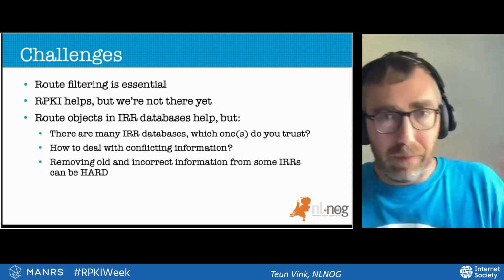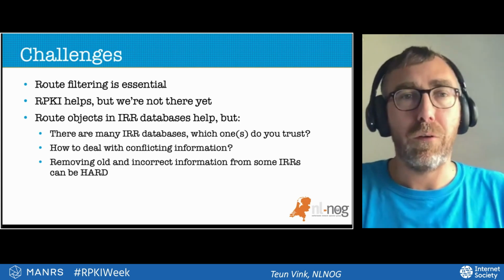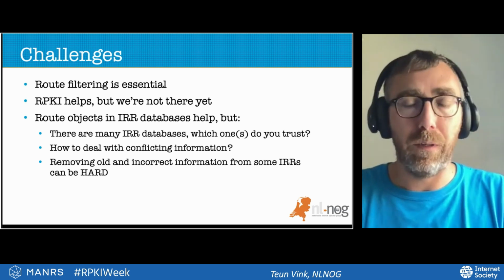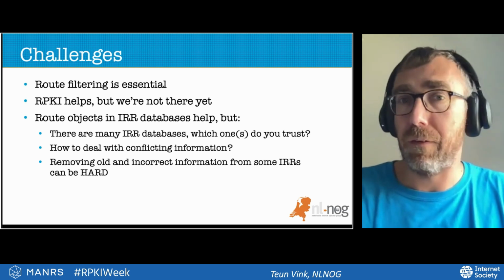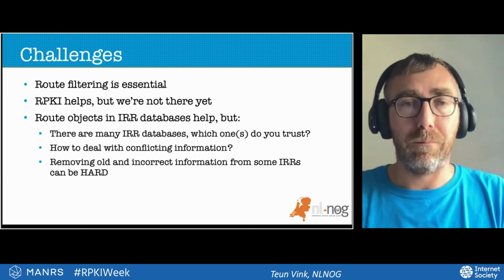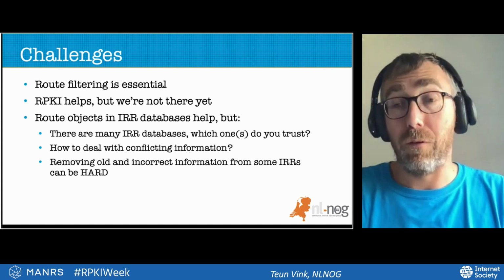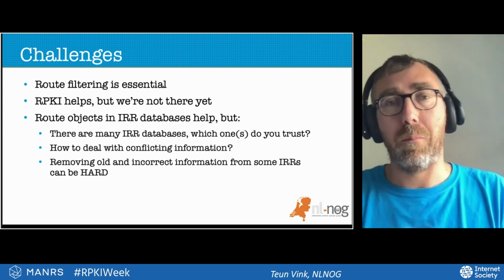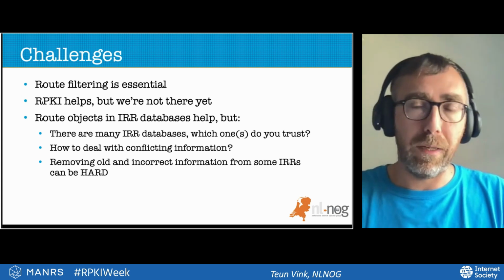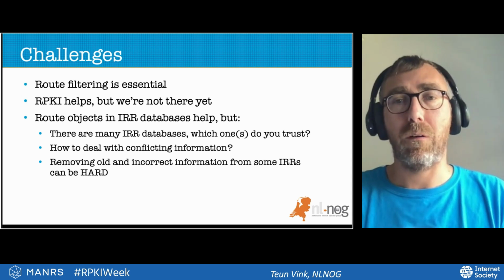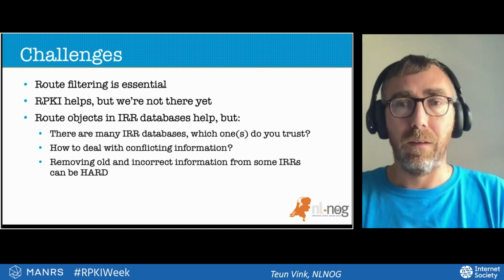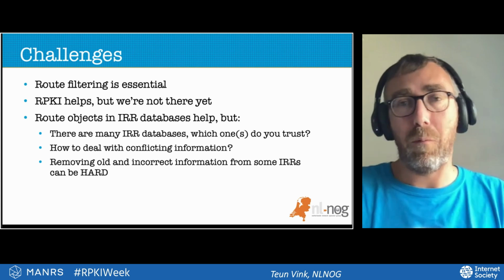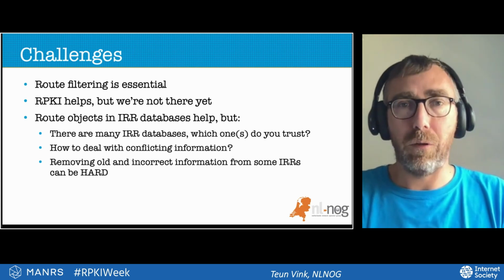Right. So this is basically what Max already told you. We need to filter routes. RPKI is helpful, but it's not everything. You only have origin validation. You don't have path validation, for example, and also not everyone is using it yet. And route objects in the IRR database help, but as Max explained, there are many IRR databases. There is conflicting information, and some databases are very complex to get data removed from. So, yeah, how do you deal with that?